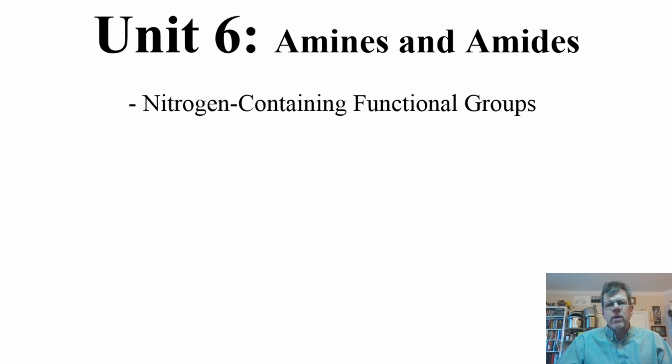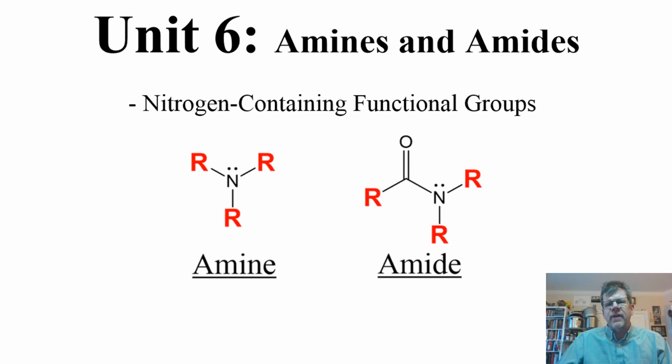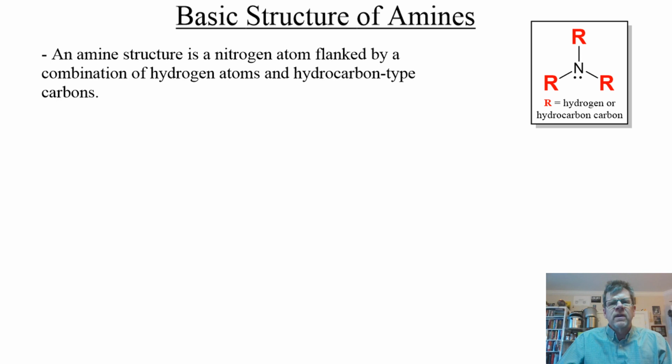So in this unit, we're going to be looking at our last couple of functional groups, amines and amides. They are the ones that are nitrogen containing. Here's a general structure of an amine and a general structure of an amide. We'll go into more detail later about what these R groups are, but for now we can say that whether it's an amine or an amide, these R groups are either a hydrocarbon type carbon or a hydrogen. We will start looking at amines.